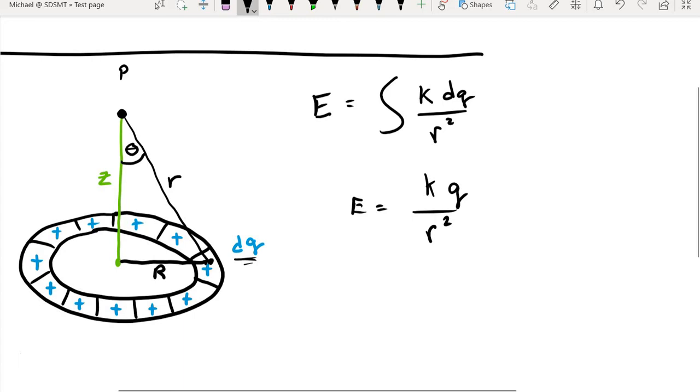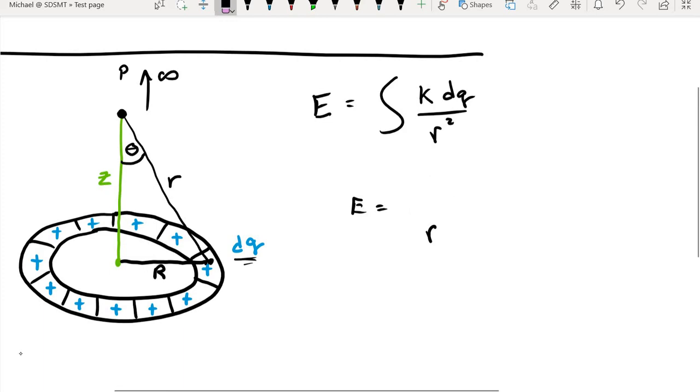If I were to travel very, very far away from this ring, then that ring would start to look more and more like a point. And so this expression might become more valid to use. I would be able to treat this ring as a point, but only if I was very, very far away. We need to consider what's going to happen if we stay relatively close to this ring.